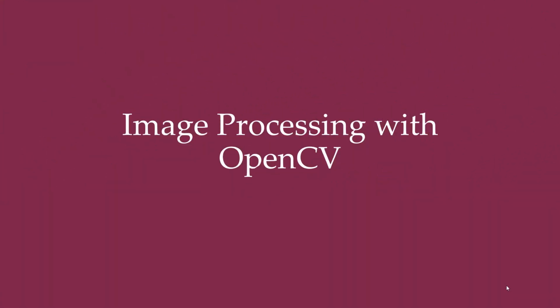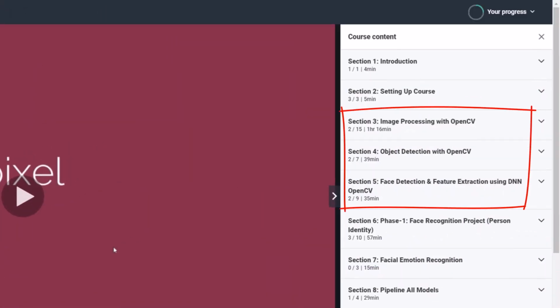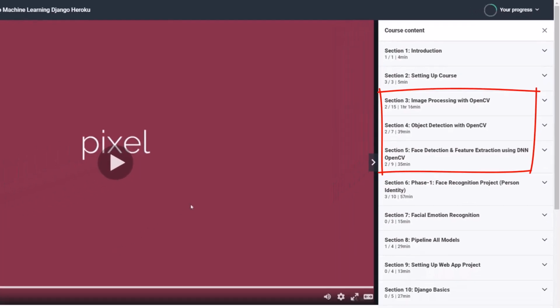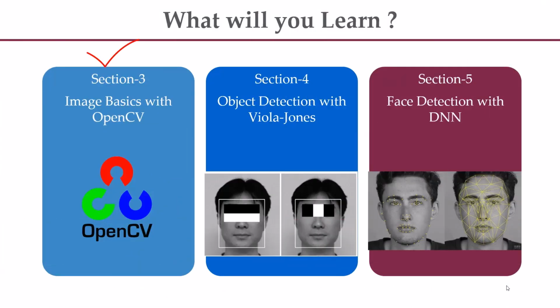Hi, welcome to the module Image Processing with OpenCV. This module has 3 sections, sections 3, 4, and 5. Section 3 is about image basics with OpenCV, where we'll put our interest towards the basics of images and understanding the OpenCV syntax in Python. Section 4 is object detection with Viola-Jones frameworks, like face detection, eye detection, etc. In section 5, I will teach you about face detection and feature extraction with deep neural networks.